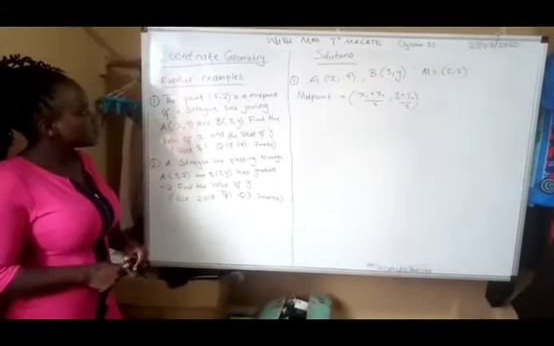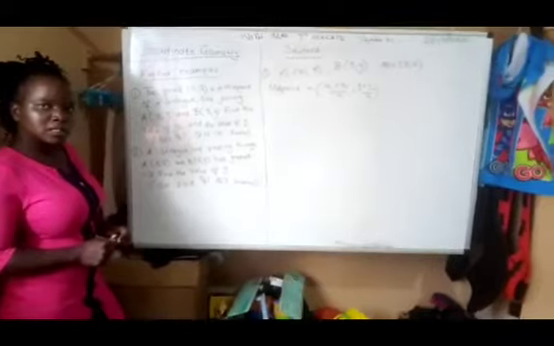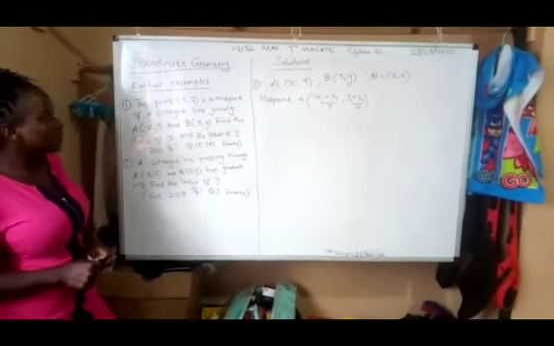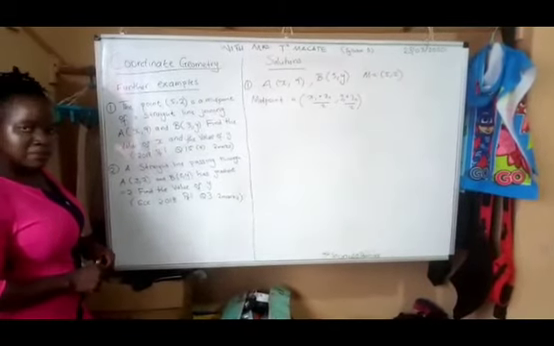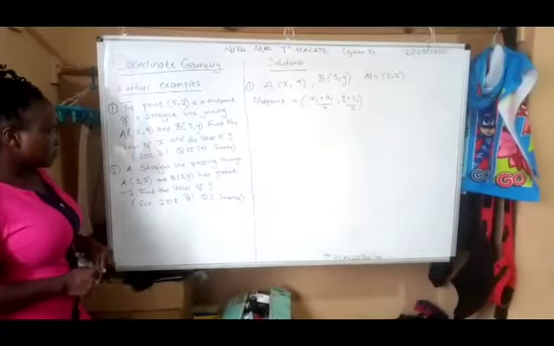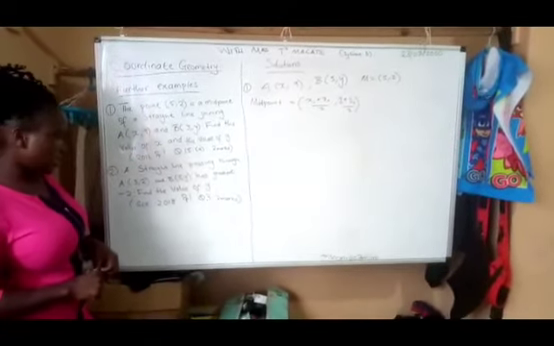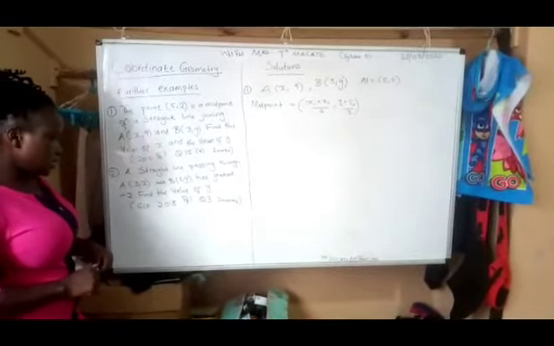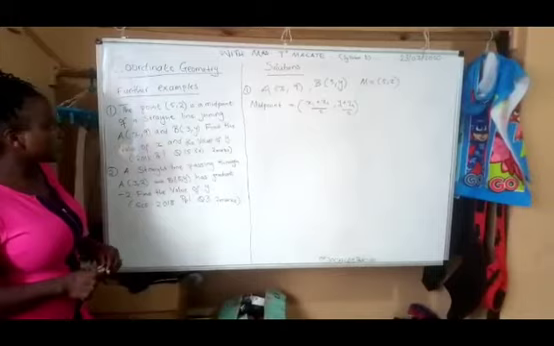Coordinate geometry. It's a continuation from the previous work which we did on midpoint, as well as finding the gradient of a straight line. So I've picked out two examples from the past ECZ papers. The first one is 2018 paper 1, question 15A, and it carried 2 marks. And the second one is GCE 2018 paper 1, question 3, and it also carried 2 marks.